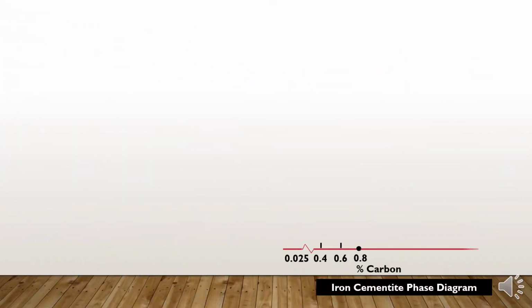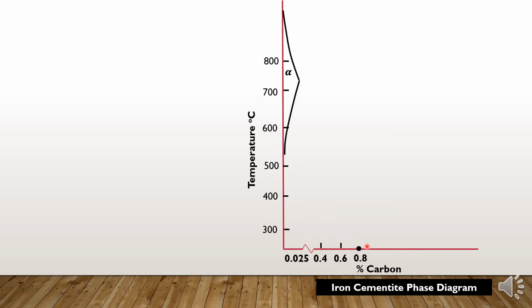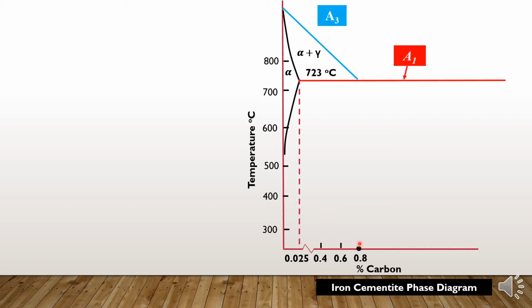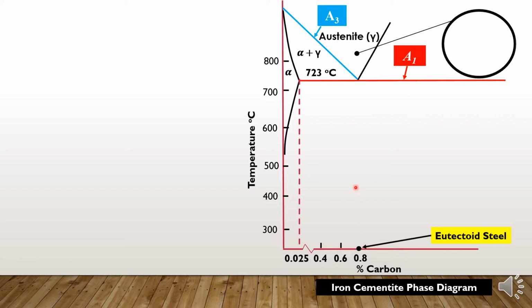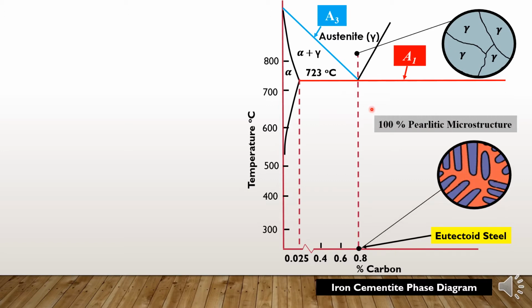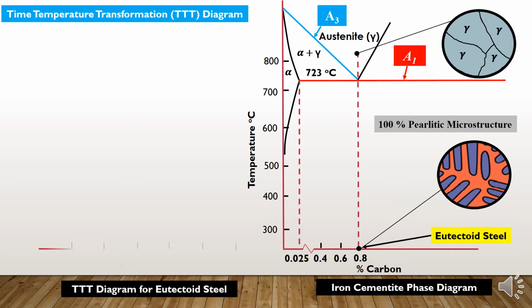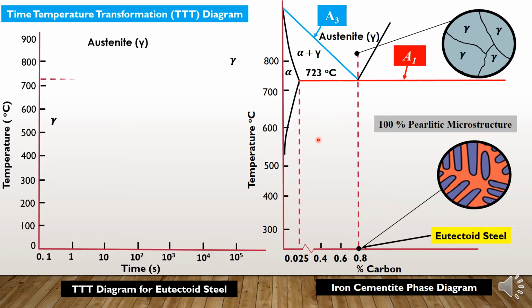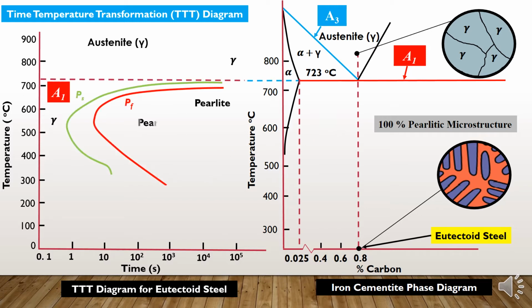As we know, in the iron cementite phase diagram, if we have a eutectoid steel of 0.8% carbon and cool it down from the upper critical temperature range to room temperature, then we will get 100% pearlitic microstructure. And we have also studied the time temperature transformation diagram for this eutectoid steel as well.